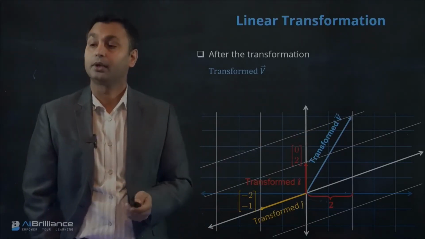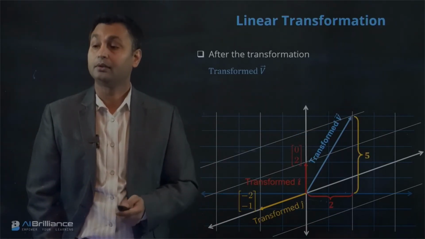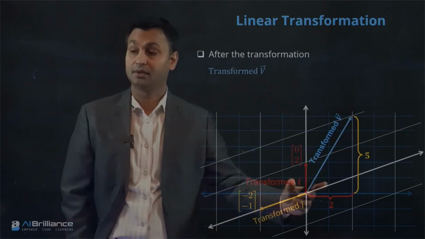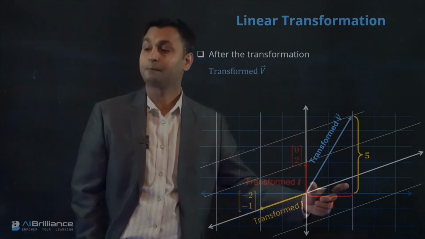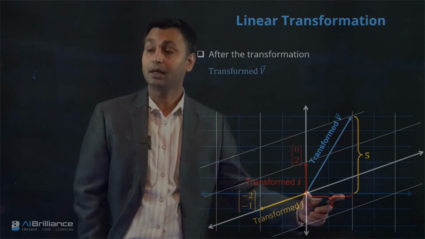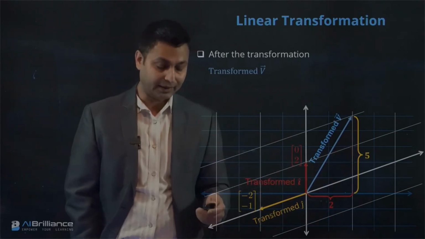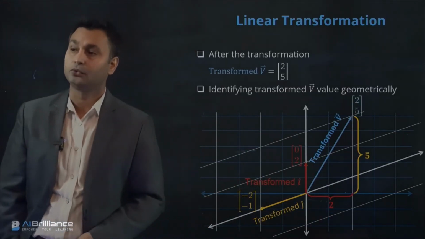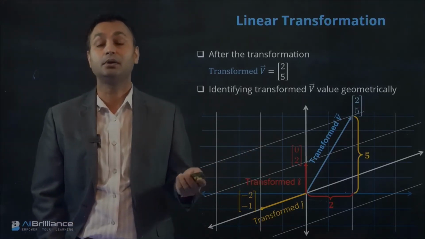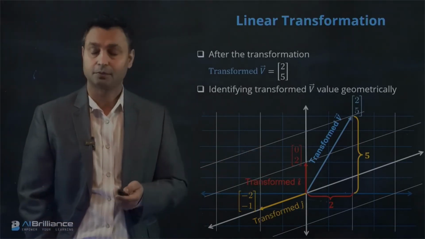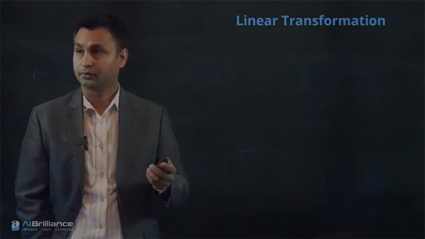Again, in the original space you can see this is the original blue grid that we have. This is 2 units in i and 5 units in j, and that's how we arrived at (2, 5). So this is how we interpret what is happening in the transformation.